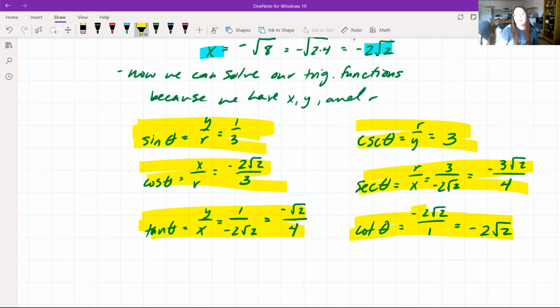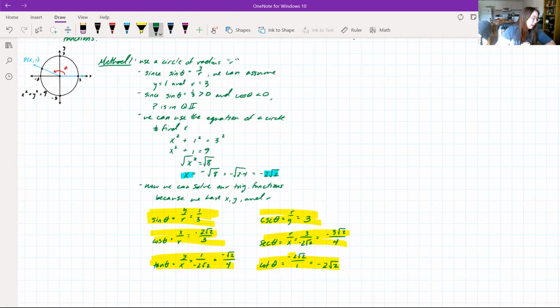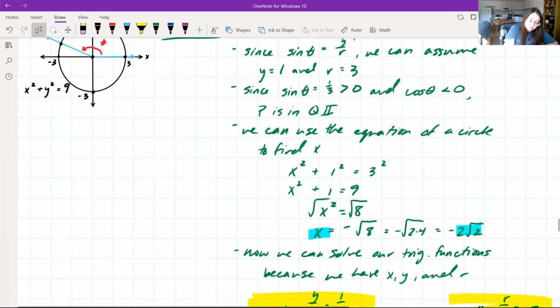And that was using method 1. So that was using a circle with a radius of r. So this wasn't using any identities. And now we want to go ahead and use our identities. So we're going to write method 2 over here. We're going to make it a little smaller. So for method 2, you want to use identities.